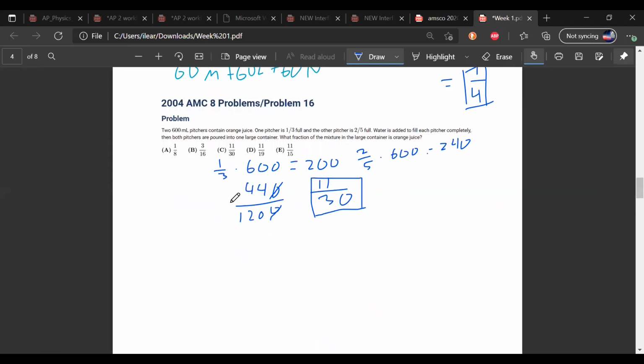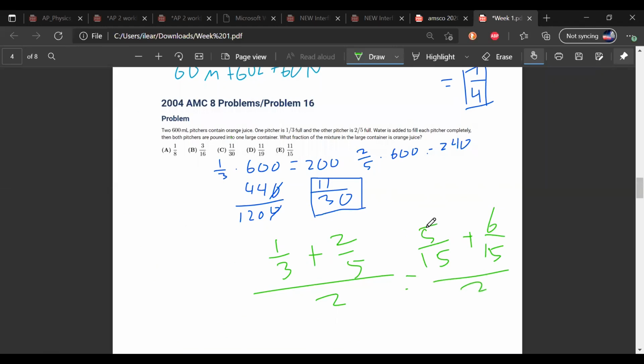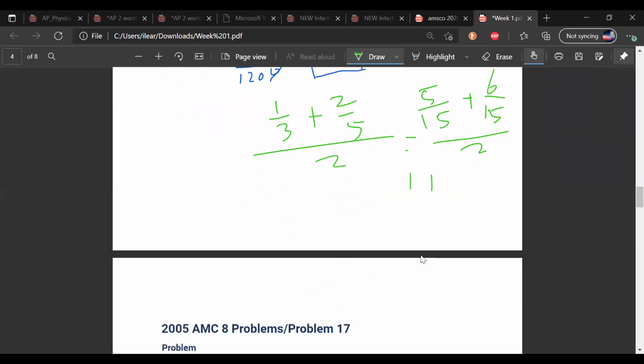But the second solution uses the fact that these two pitchers are the same size. Basically, we take 1/3 plus 2/5, over 2. So this would give us 5 over 15 plus 6 over 15, over 2. That would give us 11 over 15 over 2, which is 11 over 30. The reason we can do this is because the two pitchers have the same volume.